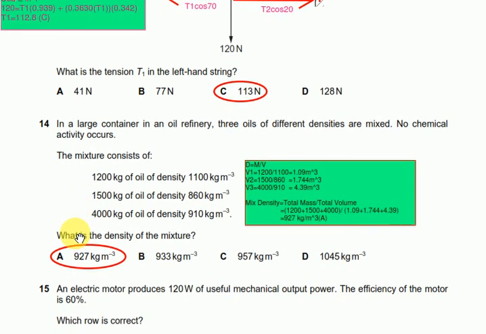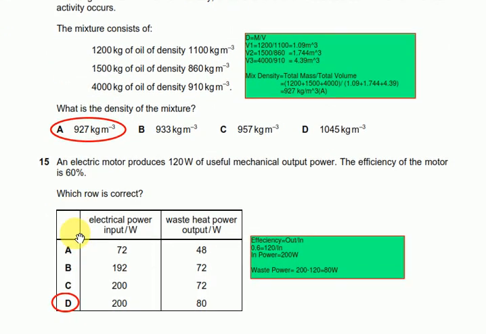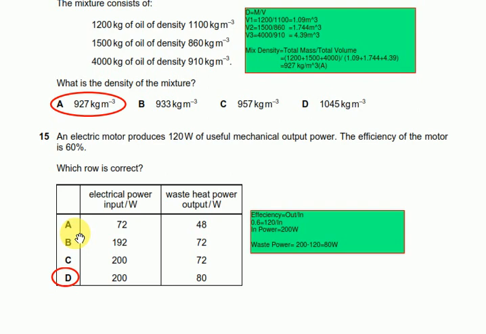Question number 15 says that an electric motor produces 120 watt of useful mechanical output power. The efficiency of the motor is 60%. Which row is correct? We have to find the electrical power input and the waste heat power output. So efficiency is basically output power over input power. So this becomes 0.6 equals 120 over input power. So we can find the input power to be 200 watt.